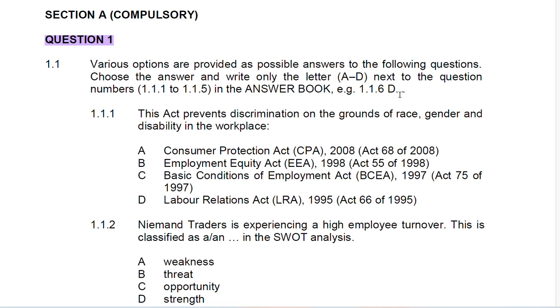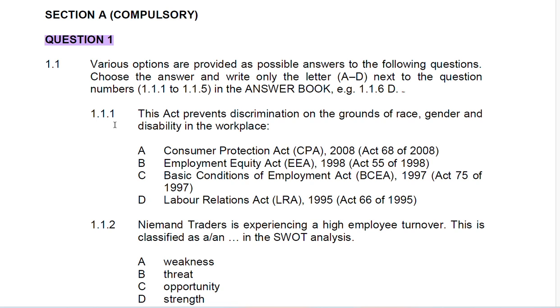So what is important here, candidates? It is very important to take note that you are required to only bring back the letter, either A, B, C, or D. You are not expected to write the full name, just the letter next to the correct answer. And they are making an example to say, if the question that you are looking at is 1.1.6 and you believe the correct answer is D, then you should put D next to the question. Now let us see how we are going to be approaching answering each question.